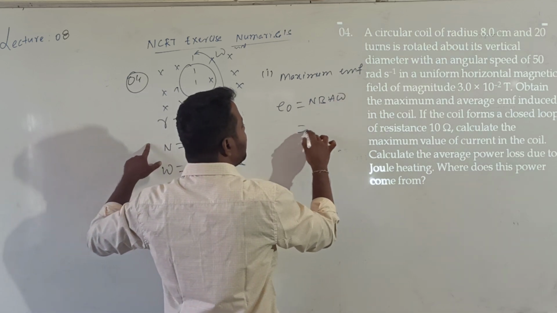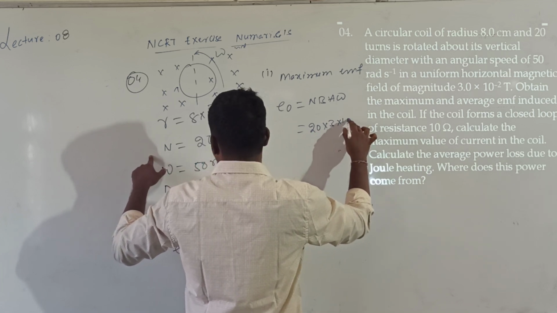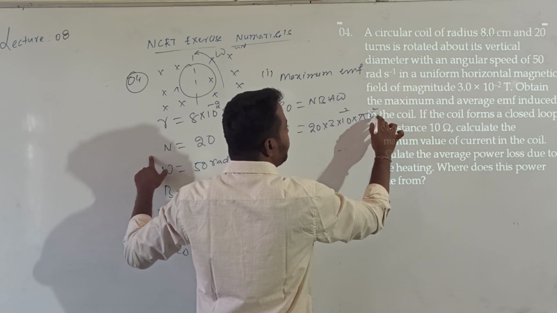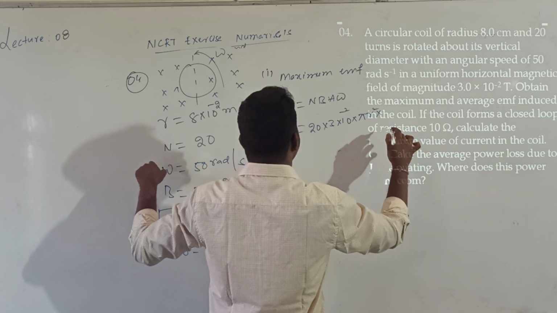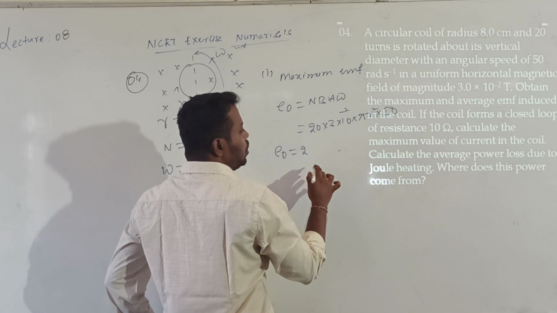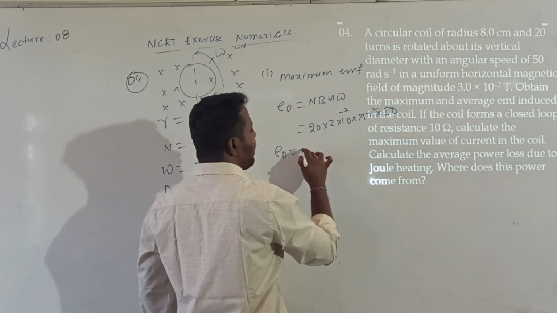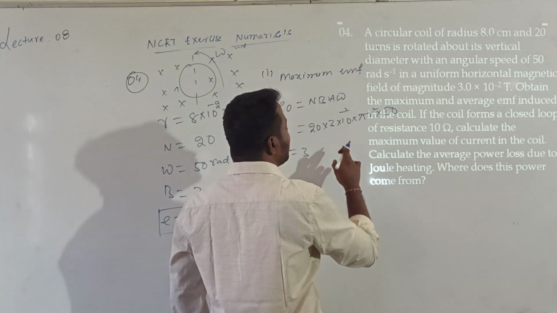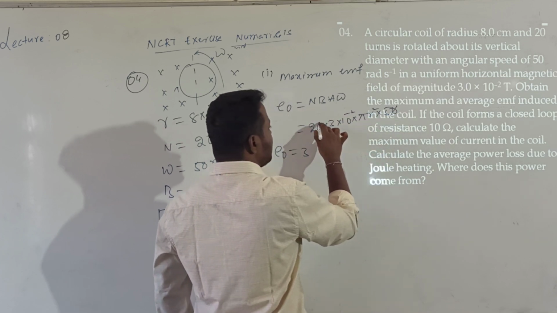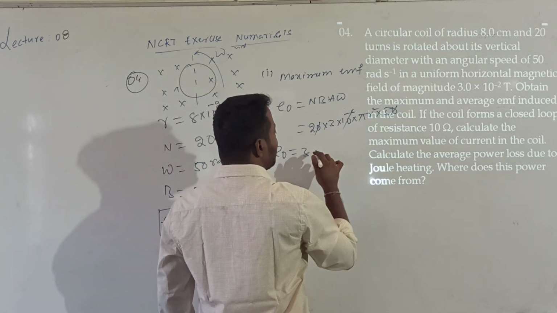Can I substitute the values? N is 20, B is 3 into 10 power minus 2, area is pi r square, and omega is 50. You simplify this and you will get E naught. 2 3s are 6, 6 5s are 30. So 30 into, here I will write 0, this is 3 into 10 power minus 2, 10 power minus 2 cancels. 2 3s are 6, 6 5s are 30.